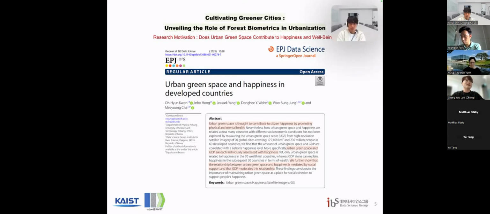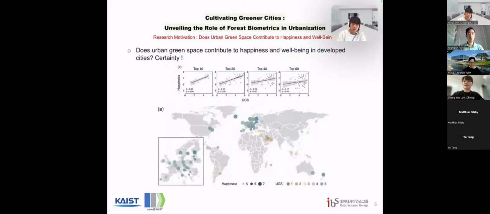You can see here a correlation coefficient of 0.83 for the top 10 wealthiest cities. This research was conducted on the most developed cities, with every country represented by only one city, and they studied the relationship between urban green space and the happiness level of those citizens. These are the outcomes of the research.